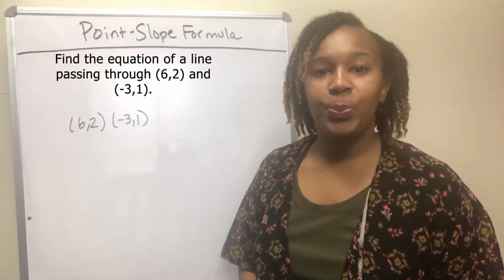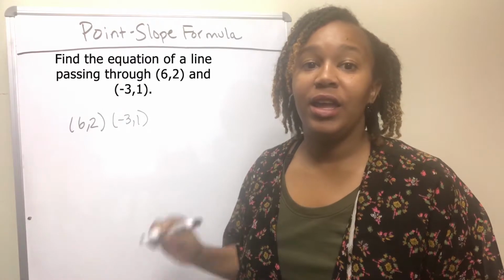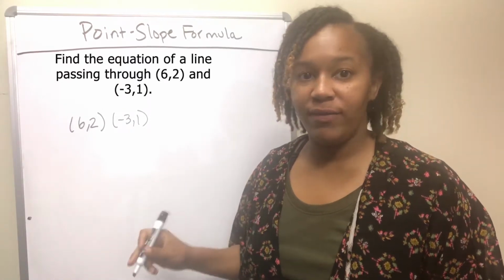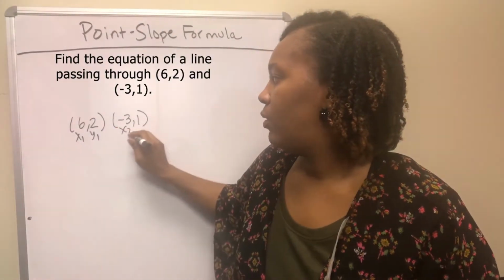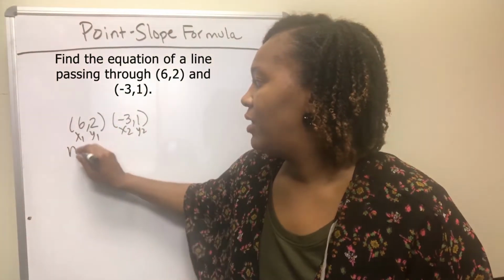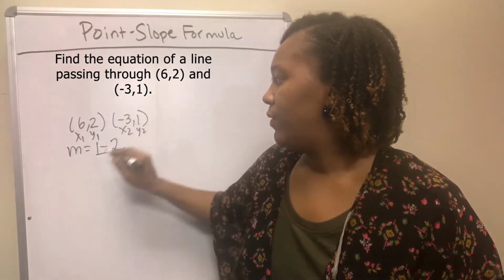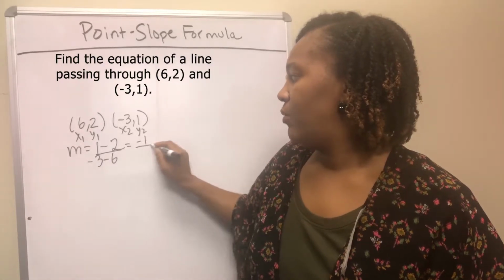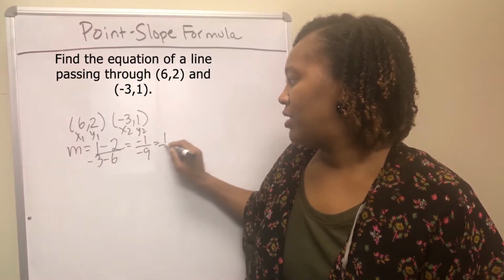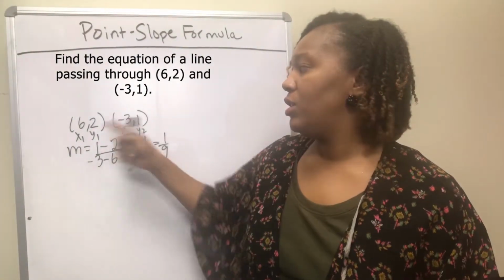Okay, so you know that there are 2 points on the line and you can find the slope whenever you have 2 points. So label one x1, y1, label the other one x2, y2, and find the slope by taking the difference in the y's, 1 minus 2, over the difference in the x's, negative 3 minus 6. And you get negative 1 over negative 9, which is a positive 1 over 9. So now you have the slope and you have a point.